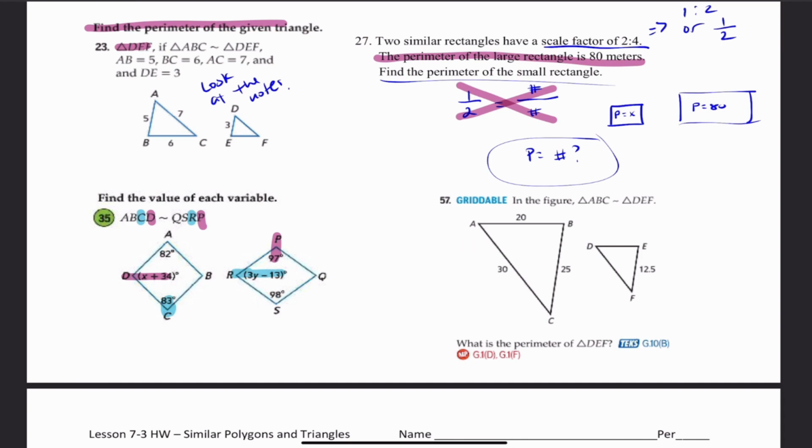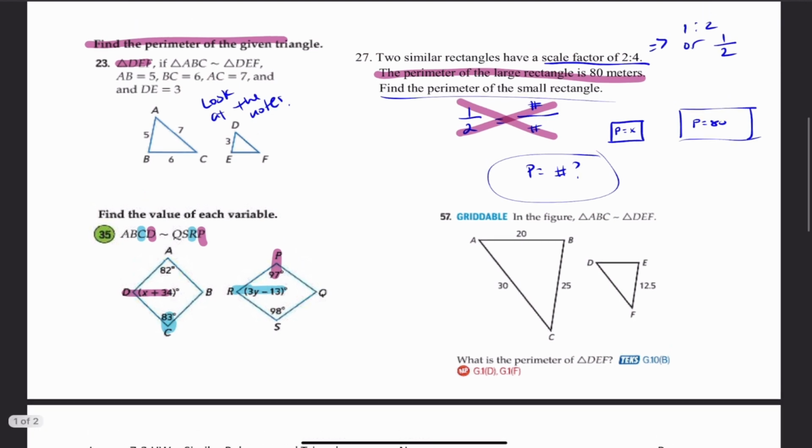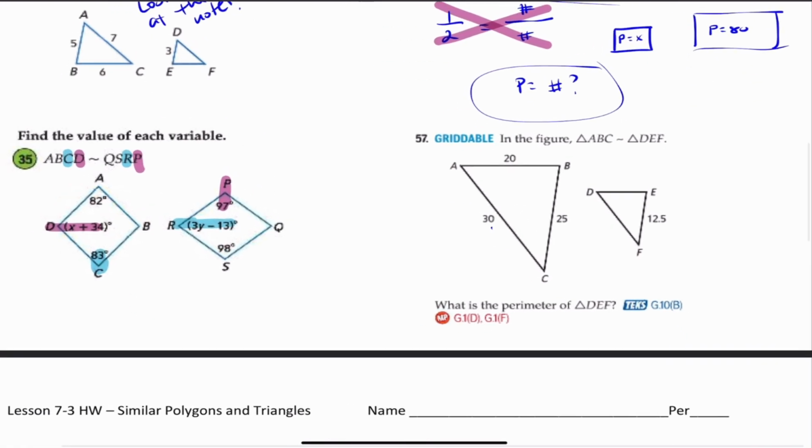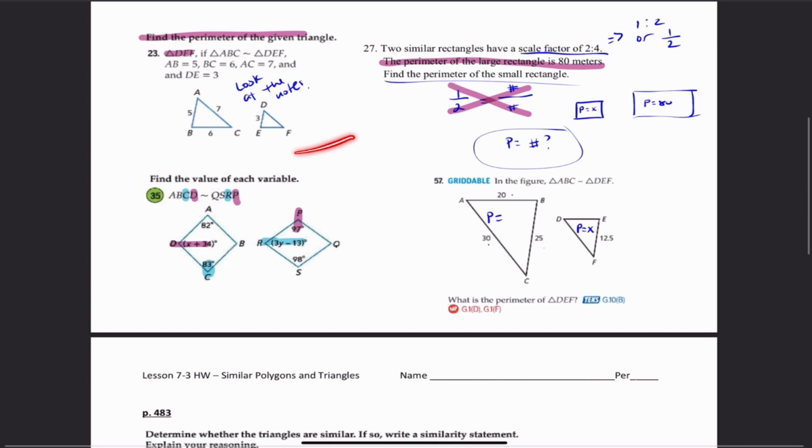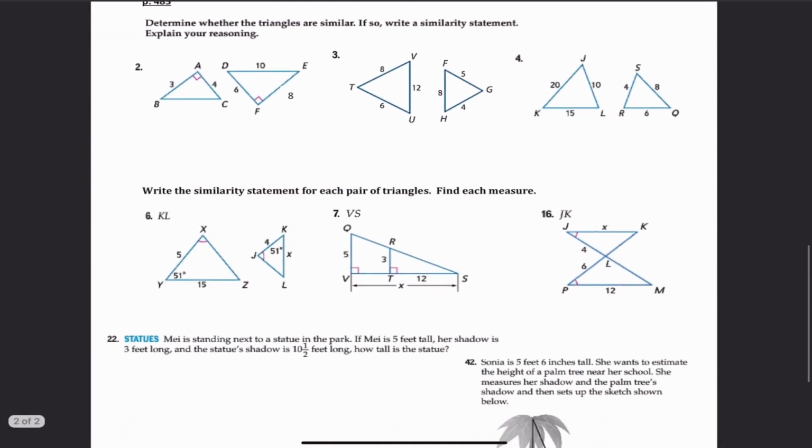Number 57. In the figure, triangle ABC is similar to triangle DEF. What is the perimeter of triangle DEF? If I were to add these sides up, that should give you the perimeter, right? So you're going to go ahead and calculate that. What's the perimeter of this? And then you're going to figure out what the perimeter of this is. Notice that all these sides are given here, but all the sides over here are not for the smaller triangle. So this is just the same idea as these two here. Okay, so you can go ahead and figure out number 57 on your own.